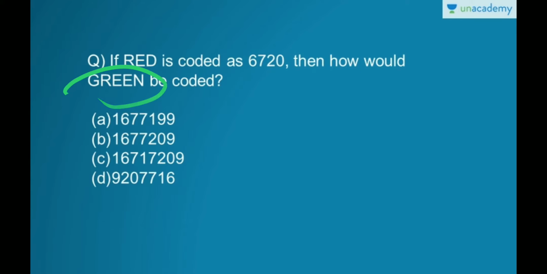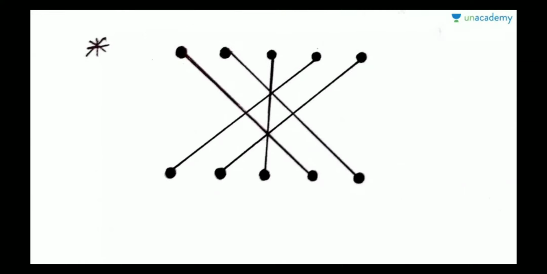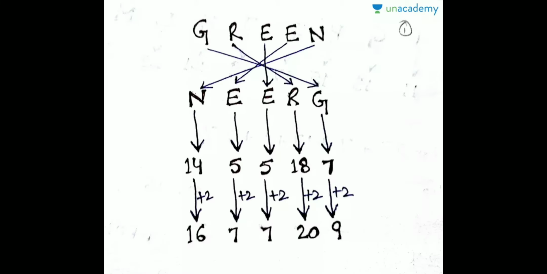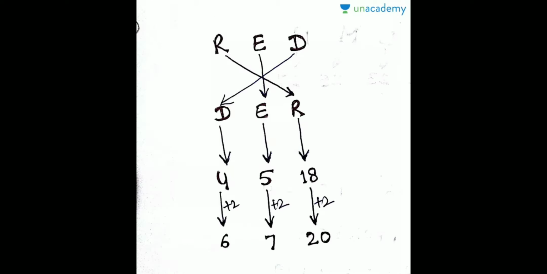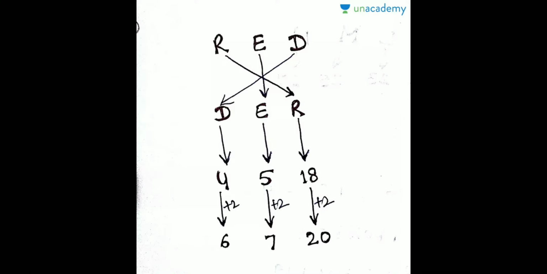Now similarly, we will do it with green also. Arrange it accordingly, how it has been arranged in this manner. Okay, it has been arranged. Now write the position of the respective letters, and after that add 2 to each. After writing the positions, add 2 to each of them, and then you will get your answer. That is 16, 7, 7, 29. So your answer is option B.